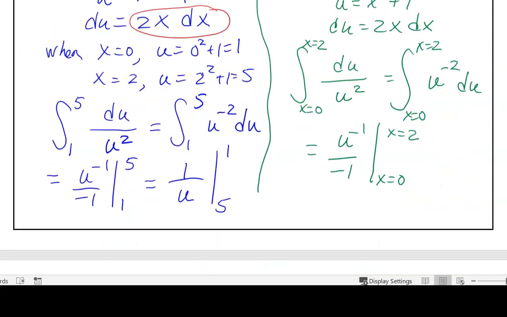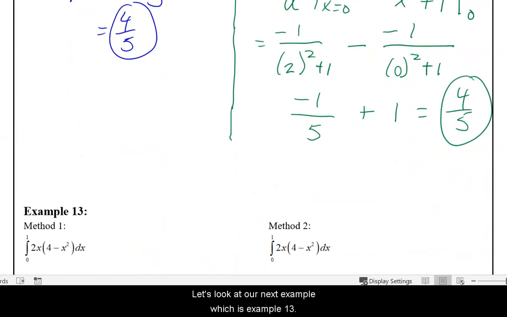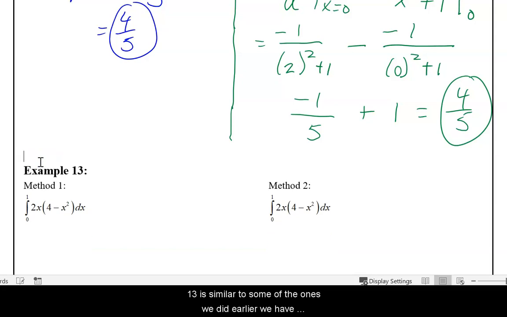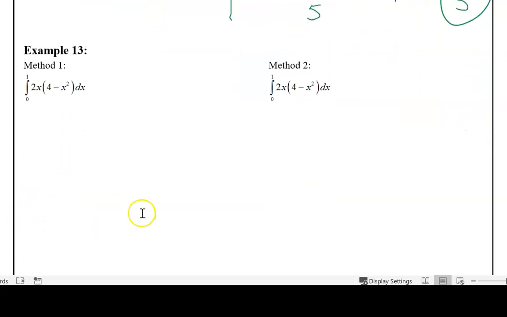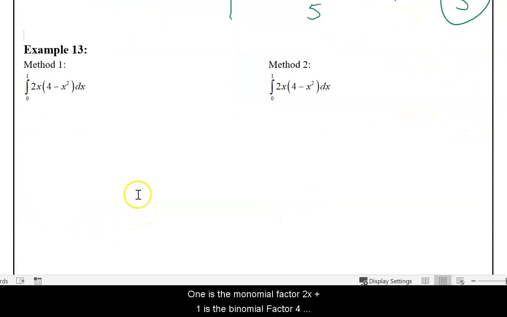Let's move on. Let's look at our next example, which is example 13. 13 is similar to some of the ones we did earlier. We have 2 polynomial functions inside the integrand. One is the monomial factor 2x, and one is the binomial factor 4 minus x squared. Now, yes, you could just distribute the 2x and then write it as the sum and difference of terms and do them individually.